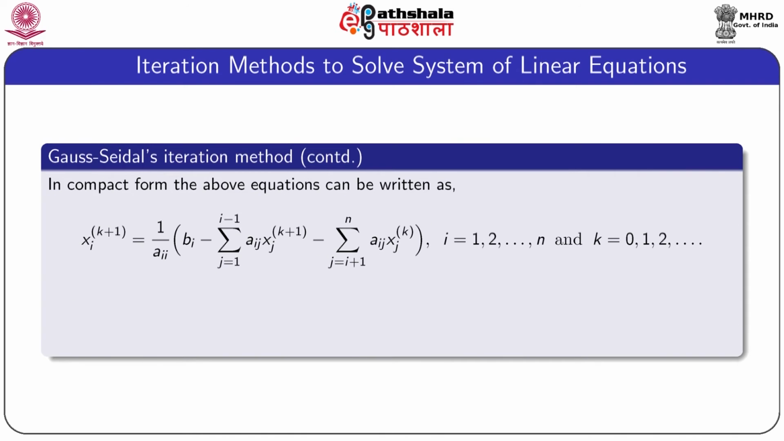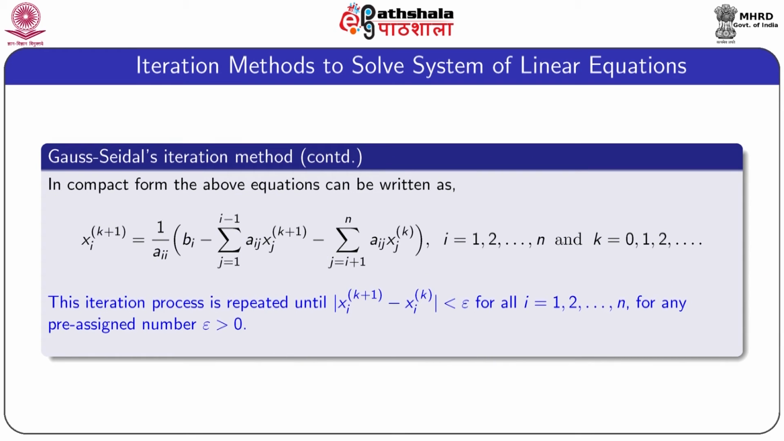In compact form, the above equations can be written as: the (k+1)th iterated value of the variable xi equals 1 by aii into bi minus summation j equals 1 to i-1 aij xj^(k+1), that means the (k+1)th iterated values are used in this term, minus summation j equals i+1 to n aij xj^(k). In the second term, we have used the kth iterated values of the variables, and this is valid for all i equal to 1 to n and also valid for all k equal to 0, 1, 2 and so on.